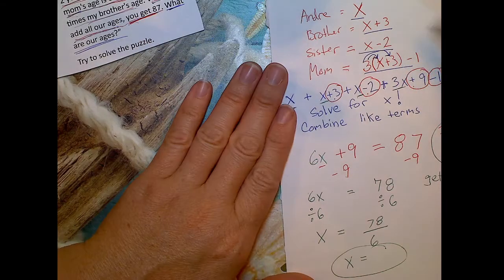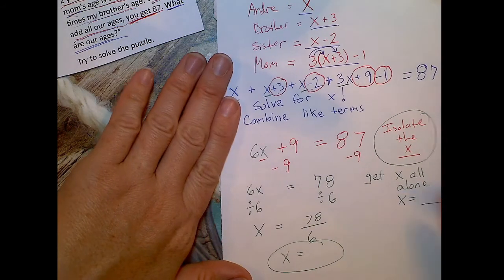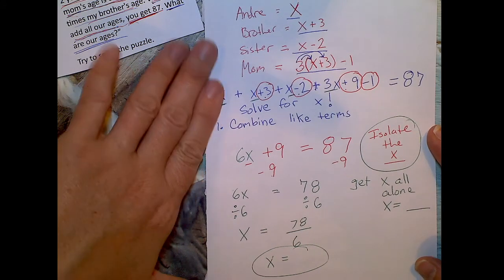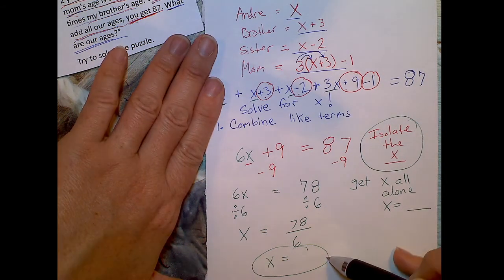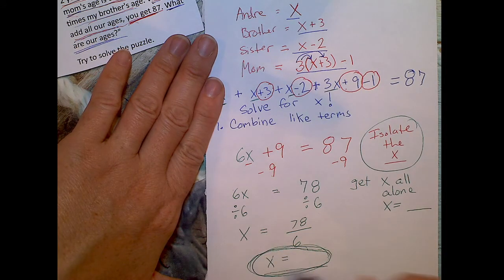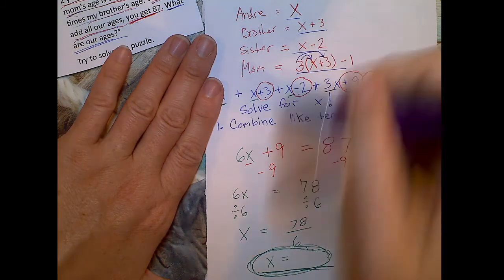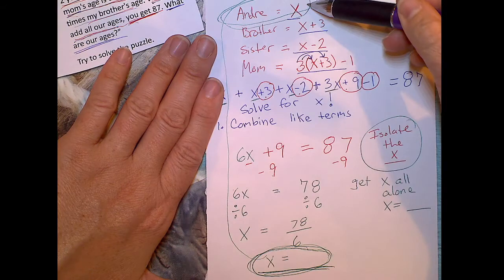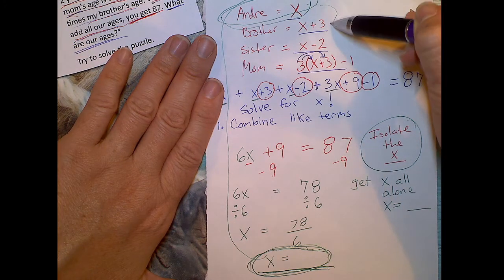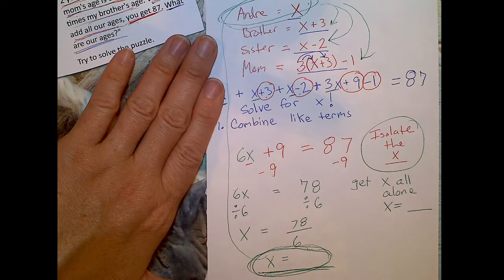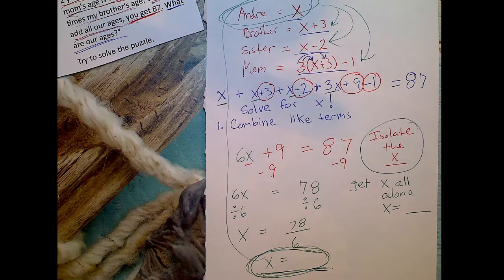Uh-oh, was my paper off the camera? Sorry about that. I'm going to put it right here, okay? Go ahead and pause it, and I want you to follow along and do this on your own. You can listen again or whatever. Remember, you're going to solve and get what x equals, and that is Andre's age. Once you find Andre's age, then you know his brother's age, his sister's age, and you can find out his mother's age. Okay? Pause the video and make sure you do this math on your own paper.